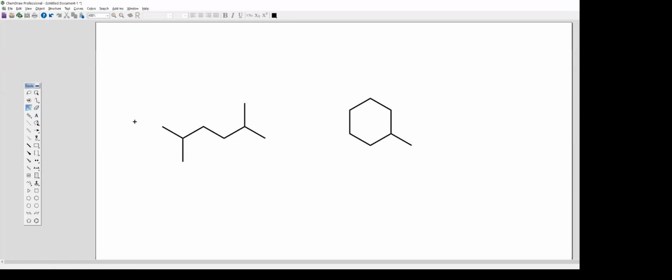But if I add this, now what kind of a functional group do we have? That's a carbon-carbon double bond. Is that an alkene? That's an alkene. Good. So now we would say this is an alkene. Or we would say this is an alkene.